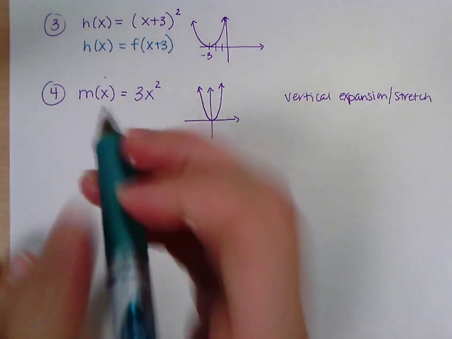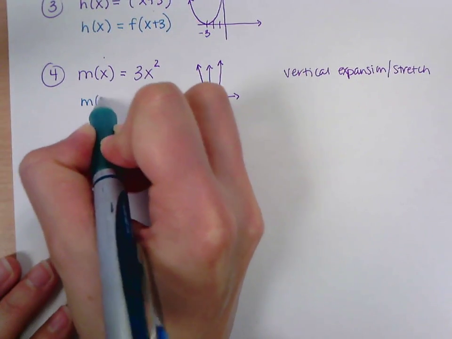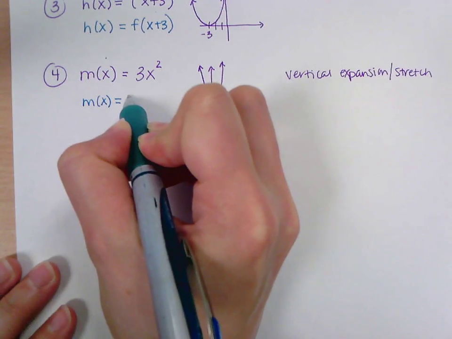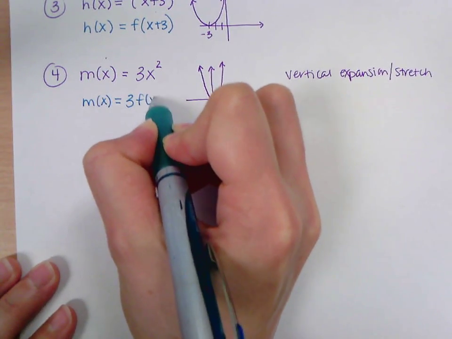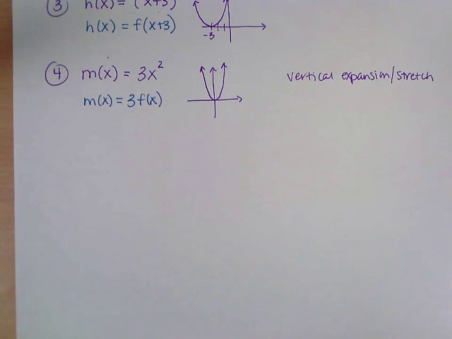Okay, so then this could be written this way, m of x. This is equivalent to saying 3 times f of x. So the 3 is multiplied outside of the function. Or a way to think of that is you're multiplying all of the y values then by 3. So if it's changing the y values, it's vertical.